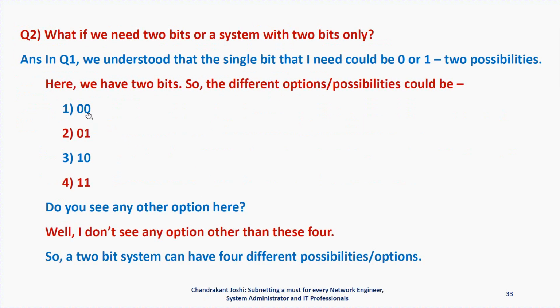Likewise, if we have a two-digit binary system, then both the digits may be 0, both the digits may be 1, or the first could be 0 and the second could be 1, and the first could be 1 and the second could be 0. So we find that there are four different possible combinations, or four different ways in which we can write the binary number system with two digits.